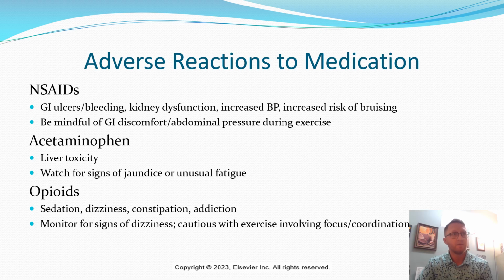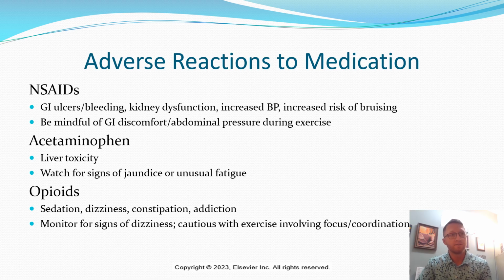So with manual work, with bracing techniques, we want to be really cautious of those for patients who are taking NSAIDs. When we look at acetaminophen or Tylenol, one of the worst adverse reactions that you might see includes liver toxicity. So we want to be aware of signs of jaundice or unusual fatigue. Jaundice, again, is yellowing of the skin and some of those mucous membranes like the eyes, and would be a clear indication that they have some form of liver toxicity happening, or there's something unusual happening there. Especially if you notice somebody has jaundice from one session to the other, that's something you want to relay to your supervising PT and take up the chain of command, because that could be something potentially more serious.